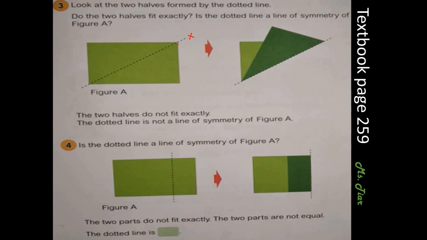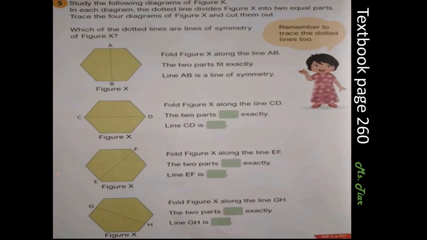This is not a line of symmetry. So the dotted line is not, you may write down, a line of symmetry. Number 5 here. Study the following diagrams of figure X. In each diagram, the dotted lines divide figure X into 2 equal parts. Trace the 4 diagrams of figure X and cut them out. Which of the dotted lines are the lines of symmetry of figure X?